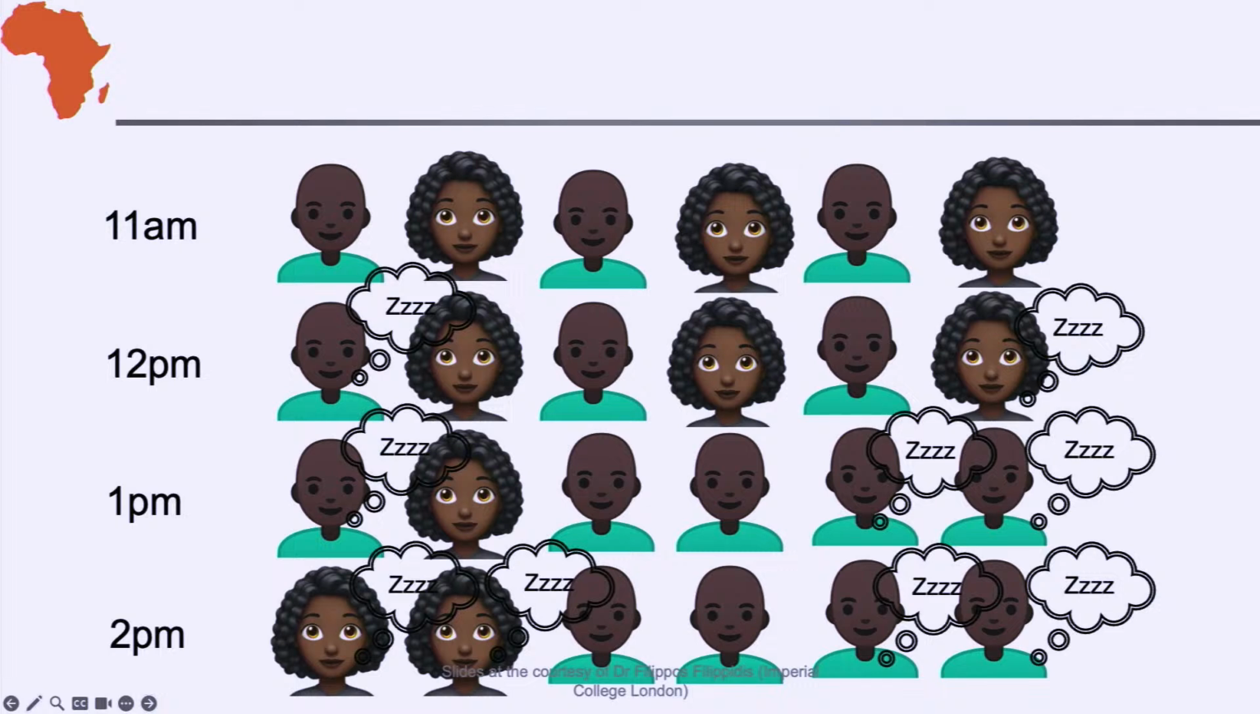Just to clarify, so the total size of the class is 6? Correct. Sorry, I should have explained. So here we're looking at 11 a.m., 12 p.m., 1 p.m., 2 p.m. And we're looking at the cumulative incidence.